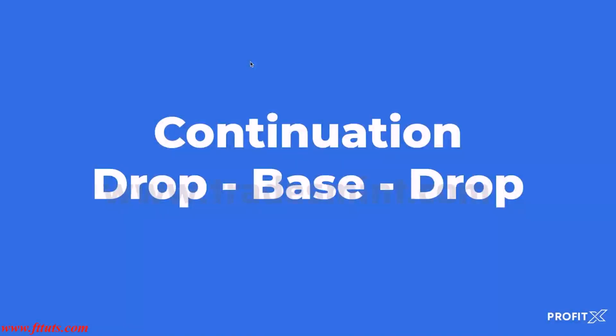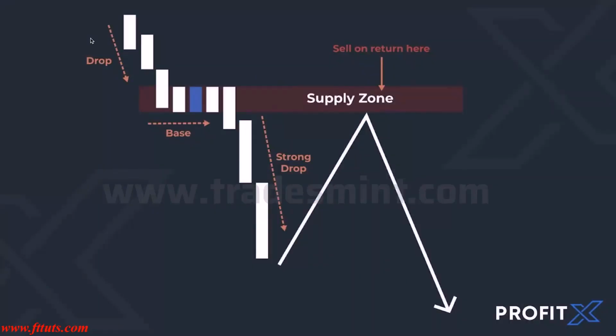Okay, so we're going to talk about the continuation patterns first. The first one is drop, base, drop. This is our supply zone. So we can identify the drop, base, drop by looking at the market drop into a zone. We don't know it's going to be a zone at the time, but it starts to form some consolidation. And then what will happen is we have a massive drop, aggressive selling happening.